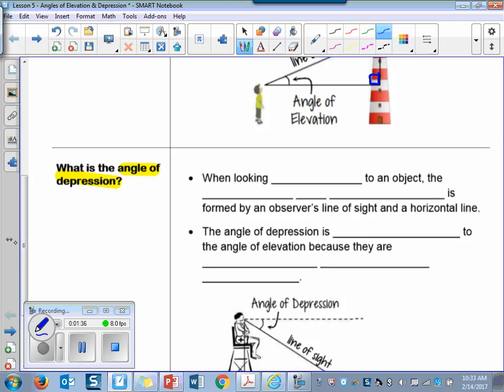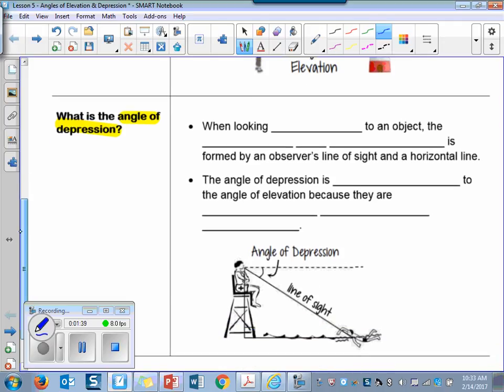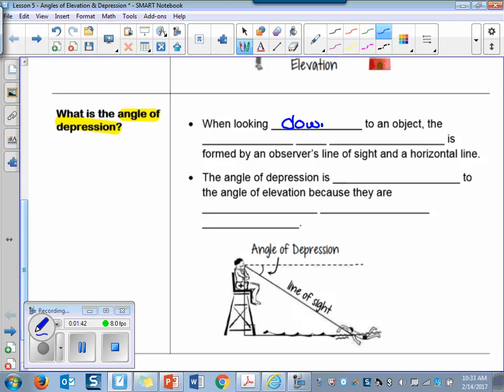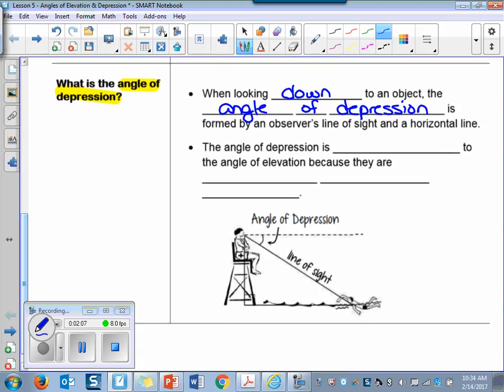The angle of depression happens when you are looking down. The angle of depression is formed between your line of sight and a horizontal line. Now notice that your horizontal line goes straight out from your eyes, and the line of sight is going down. The angle of depression is congruent to the angle of elevation because they are alternate interior angles.